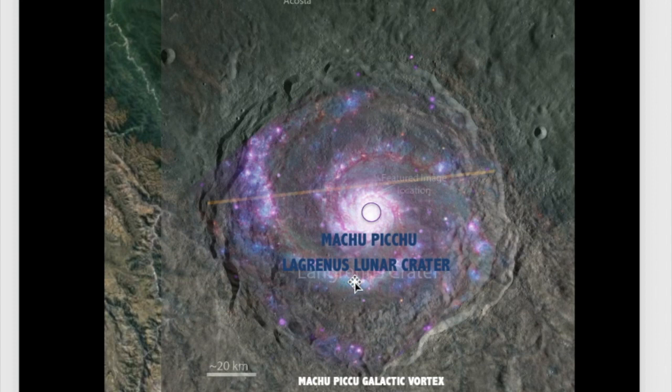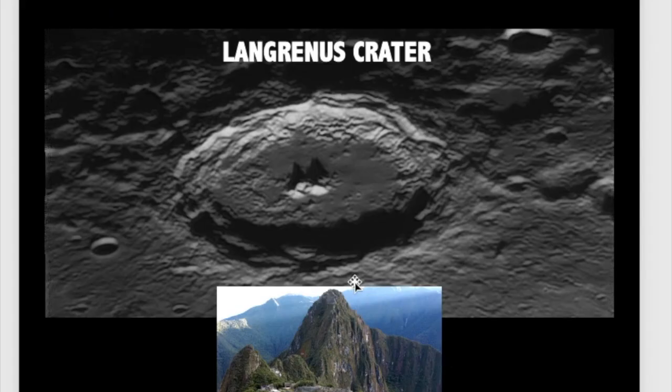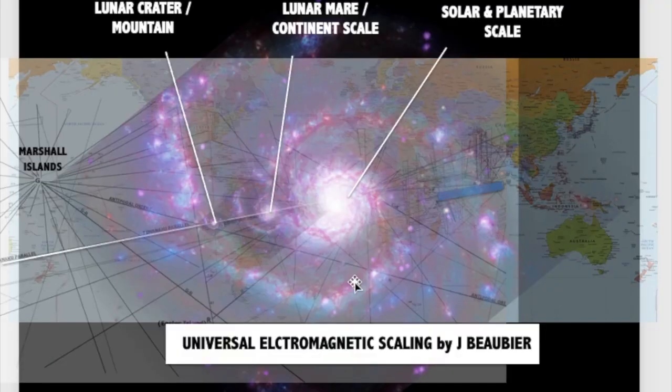And so again, like I said, the electromagnetic universe is scalable and fractal and infinite and holographic, and it's all the same pattern from top to bottom, as above, so below. And so there's a crater scale for these features, there's a continent scale, and there's the planetary and galactic scale. So there's that, and again, here's the scaling that I'm talking about.